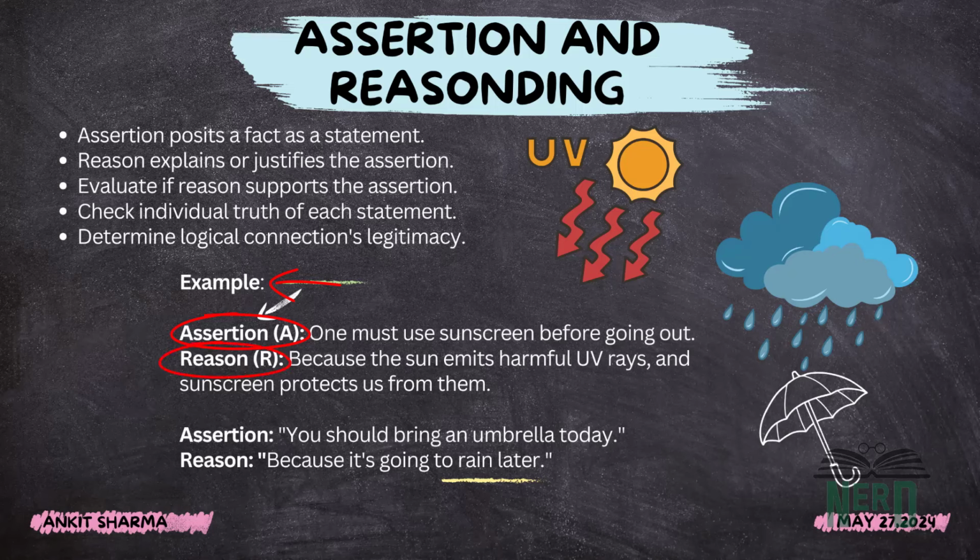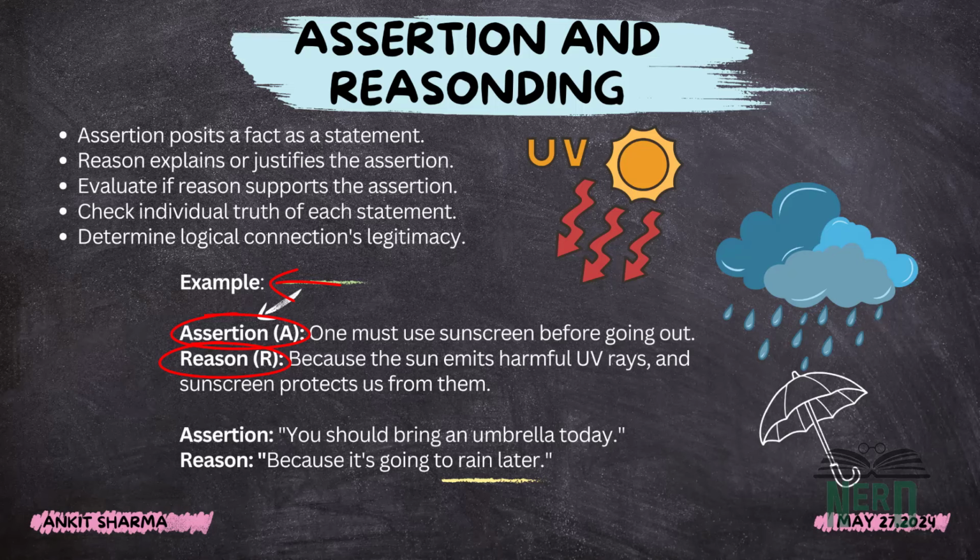Reason R: because the sun emits harmful UV rays, and sunscreen protects us from them. This format requires the evaluator to assess not only the truth of each statement, but also the logical connection between them, ensuring the reason adequately justifies the assertion.